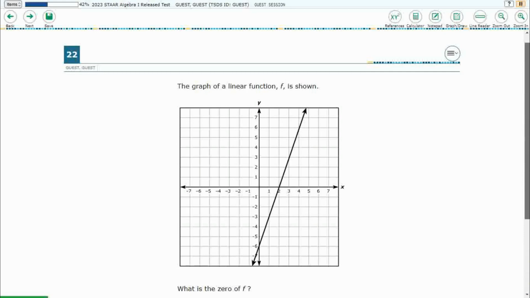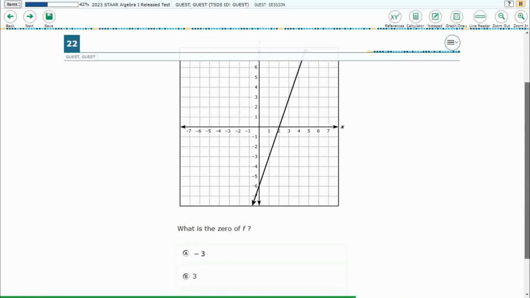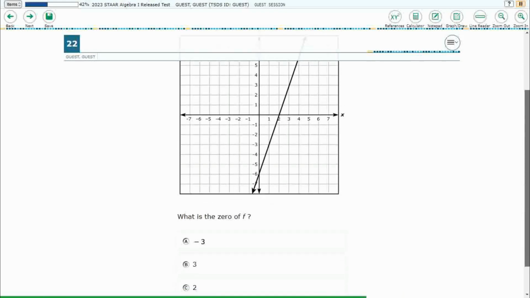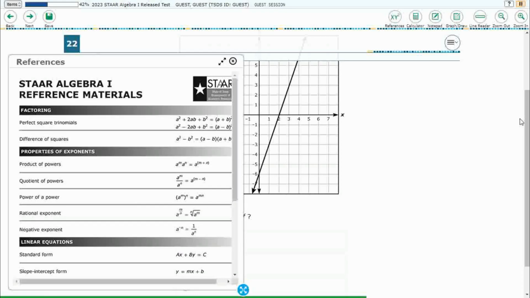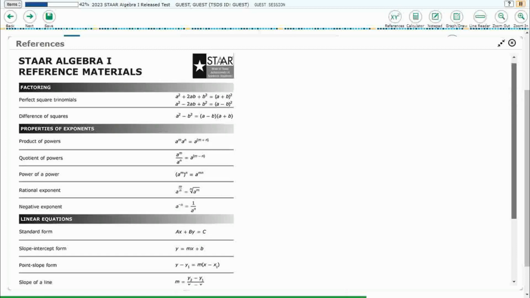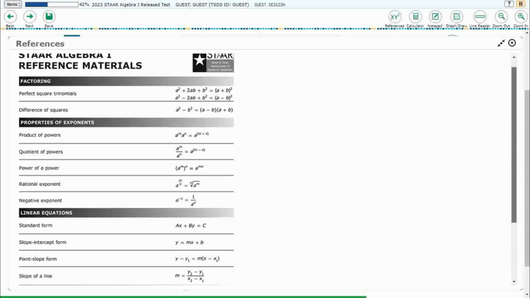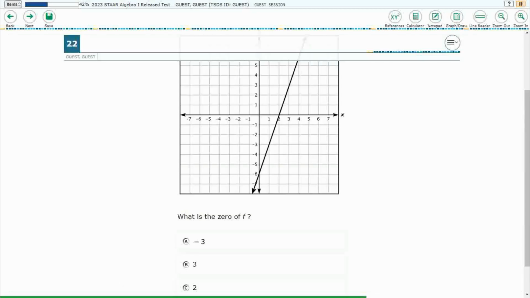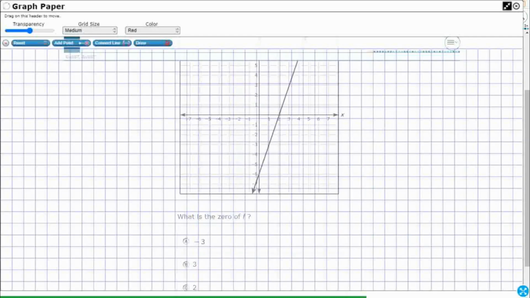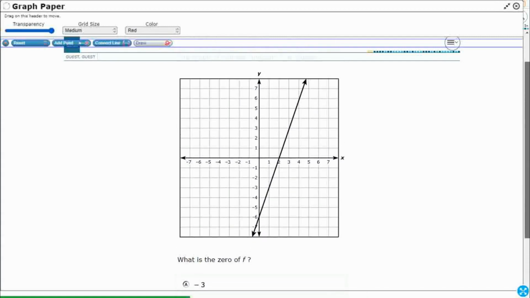Alright, so we have a graph of a linear function, and we are simply asked to find the zero. Now, the problem is if we don't know what a zero is coming into this problem, there's not much context here to help us. If we look at our reference materials, we're not going to find anything in the linear equations section about a zero. So there's no help there. And let me open up my graph draw feature. Maybe there's something on the graph that can help us if we don't know what a zero is.